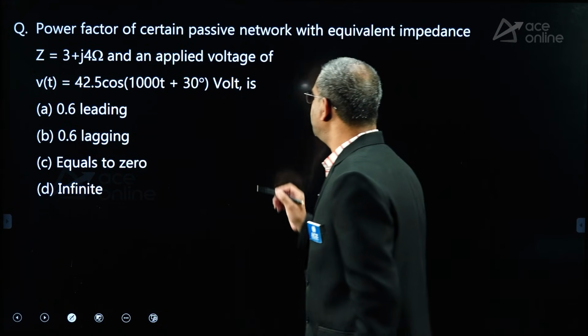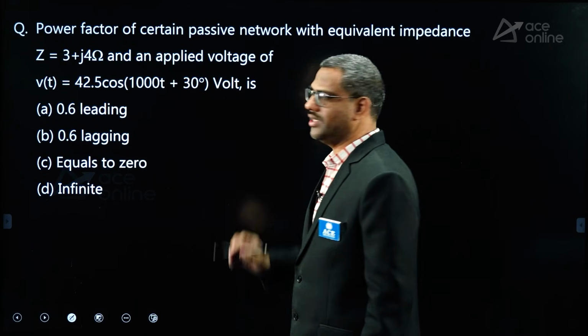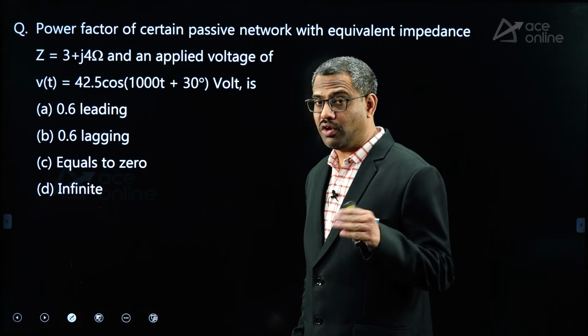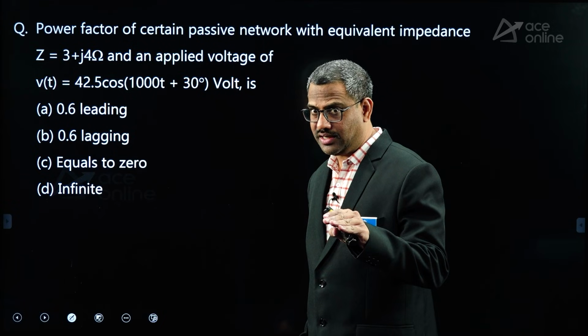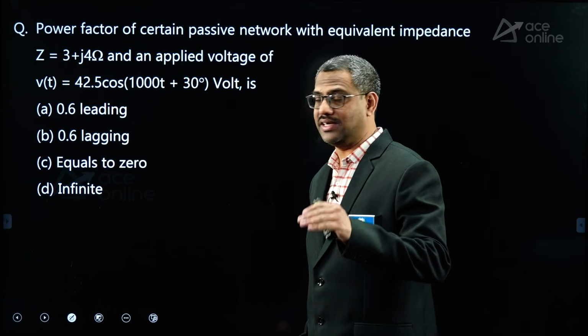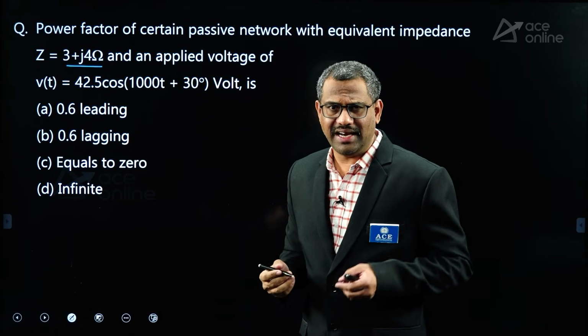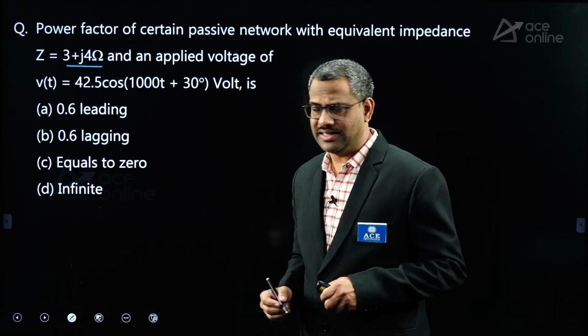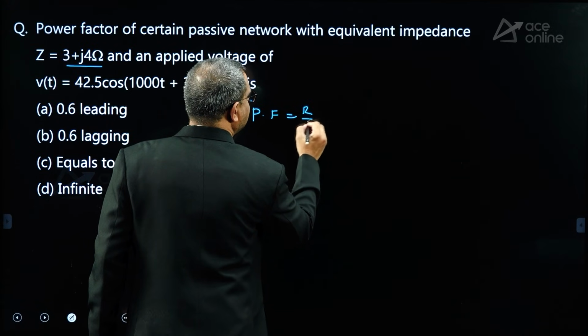The power factor of a certain passive network with equivalent impedance and applied voltage. Now in my linear subject, power factor you can find in many ways. One is cos of the phase angle between voltage and current, one is R by Z, one is P by Z. When impedance is already given, I need not go for the power triangle and phase angle. Directly, power factor is R by Z.